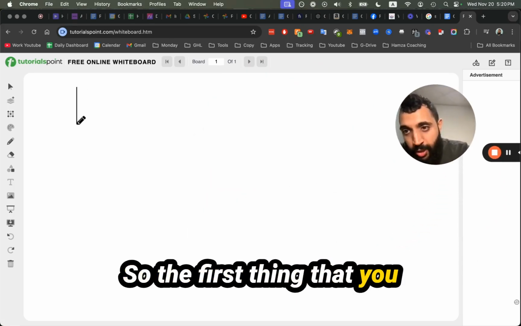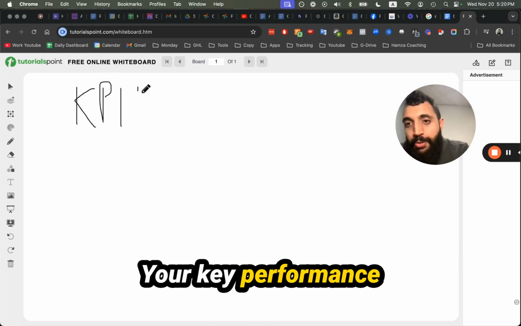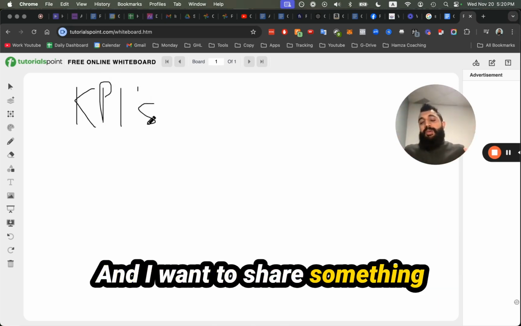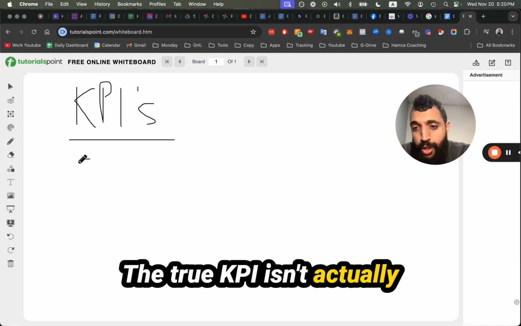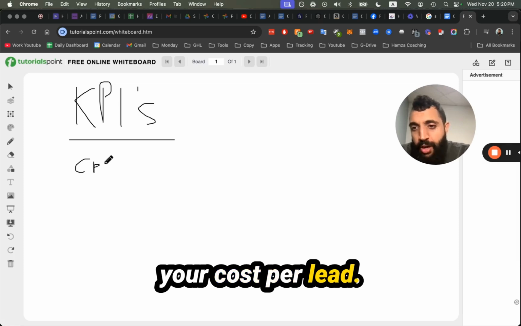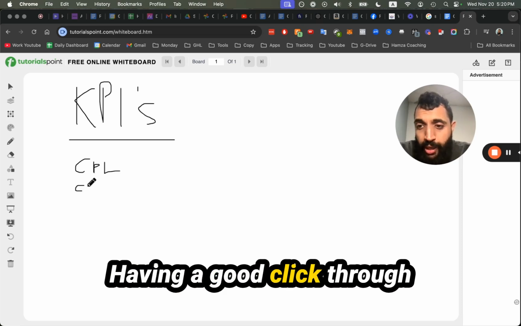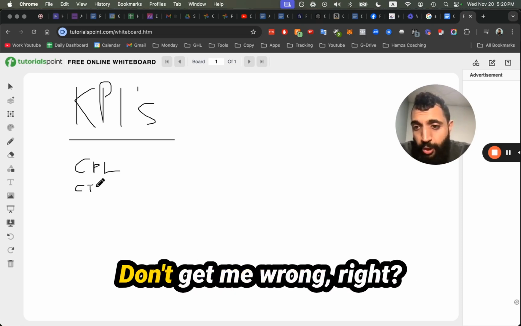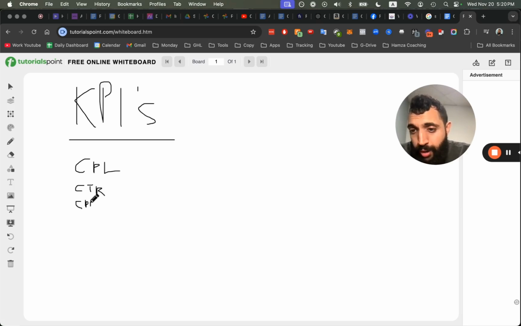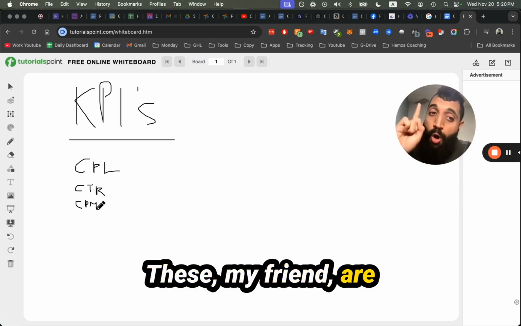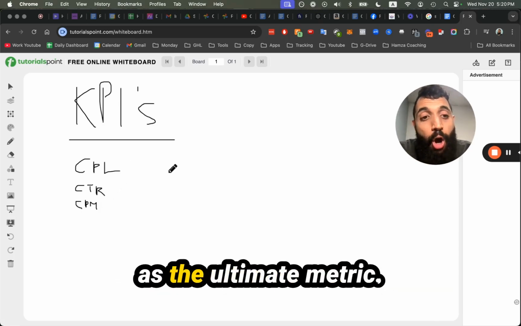So the first thing that you want to establish is your KPIs. What are KPIs? Your key performance indicators. And I want to share something with you that I wish someone shared with me sooner. The true KPI isn't actually your cost per lead. That is important to have, don't get me wrong. Having a good click-through rate is important to have. CPMs are important, but these, my friend, are all vanity metrics. They don't matter as much as the ultimate metric.